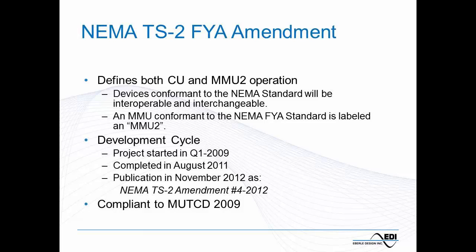So the standard started in 2009, directly following the MUTCD effort. It was completed towards the end of 2011, and it was published in November of 2012, as I stated, as an amendment to the 2012 NEMA TS-2 standard. It provides operation that is fully compliant to the MUTCD 2009 definition, and there were some changes as a result of that MUTCD publication in the way that flashing yellow arrow was done prior to that.